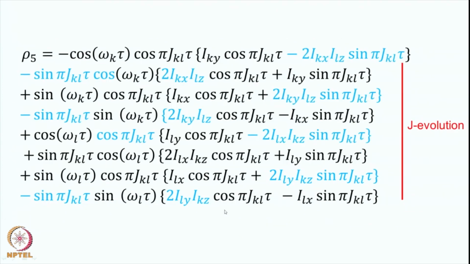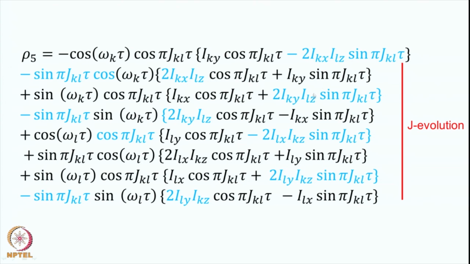Now what we do, each one of those 8 terms we have to evolve under the J coupling, because the J coupling is present during the next tau period. So, each one of those we now evolve. So, this is the first term. From there you get cosine omega k tau cosine pi j k L tau, and IKY evolves as IKY cosine pi j k L tau minus 2 IKX ILZ sin pi j k L tau, and the second term gives me minus sin pi j k L tau cosine omega k tau, and this is the operator which we are evolving, and that gives me 2 IKX ILZ cosine of pi j k L tau plus IKY sin pi j k L tau.